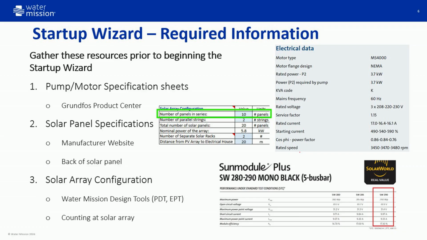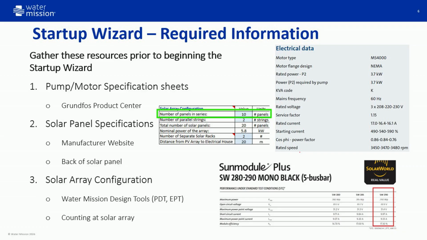The solar specifications are also required. These can be found on the panel specification sheet, or you can take a picture of the specs on the nameplate on the back of the solar panel. This example uses SolarWorld 290 watt modules. Companies often have multiple series of panels with the same wattage, so it is important that you identify the correct make and model, as the specifications could vary slightly.